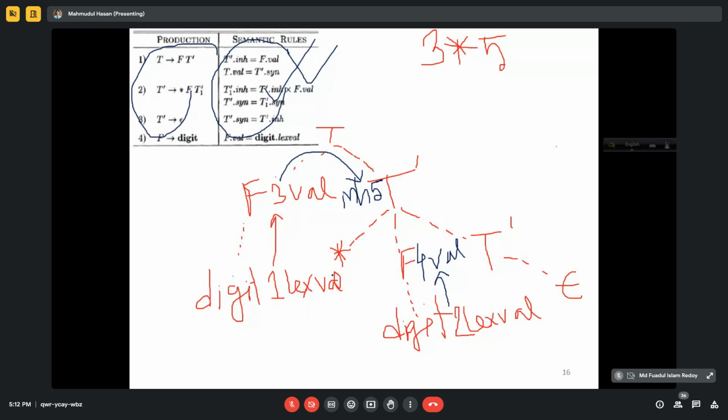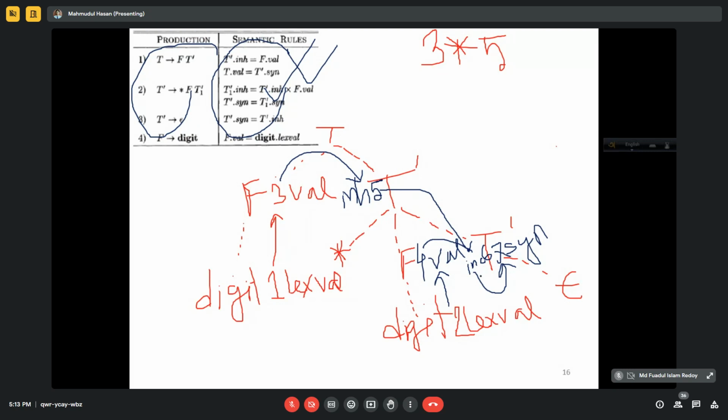Now everyone got it? Yes, sir. Then what will happen? T dash inherited value, that is the number 6, comes from 5 and 4. T dash inherited, and this is the number 6. That means after this one is performed, this one comes from 4 and 5, is it? And the next one is synthesized, and this one comes from this one, that means this one is the number 7.